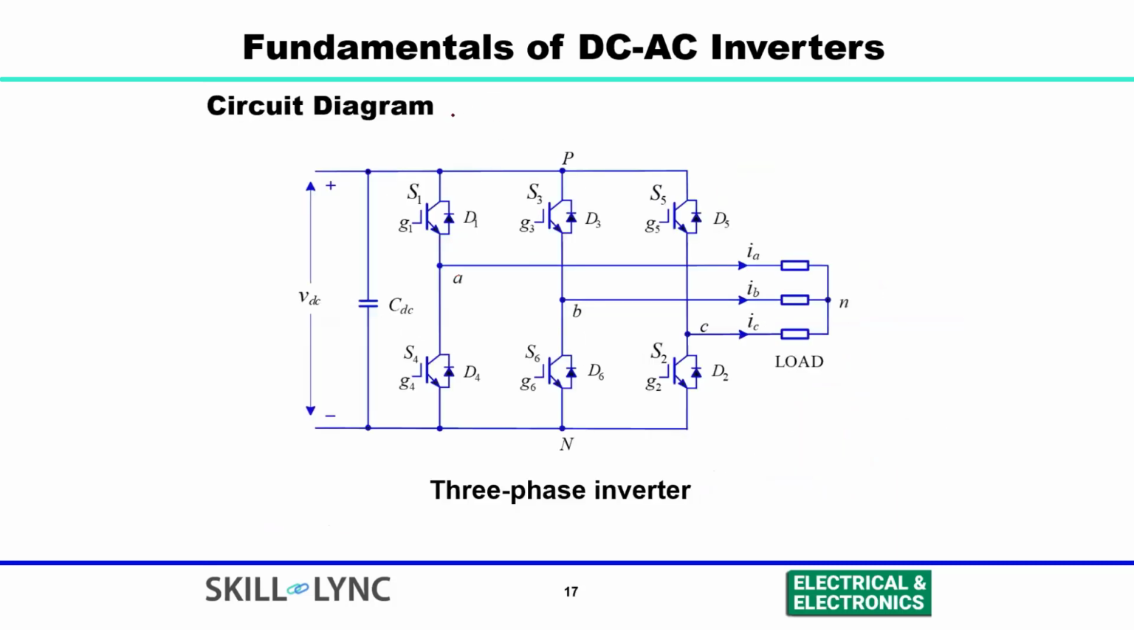We can see that this is the three-phase inverter, which has a DC source, and the output will be the AC source. So here, these are the three poles we connected, through a load, and there will be another pole. So this is the complete circuit diagram of the three-phase inverter.